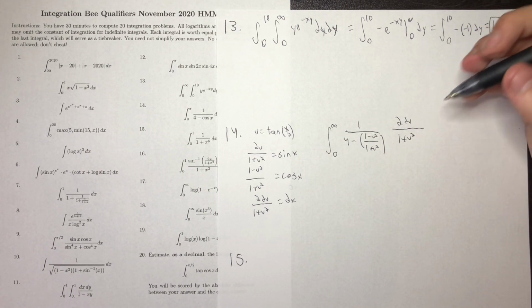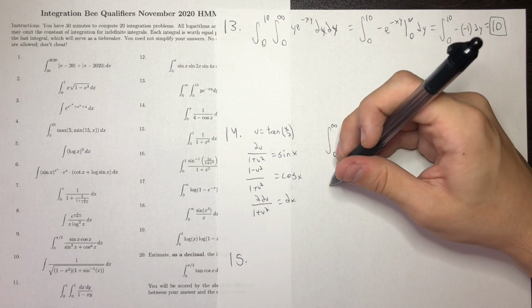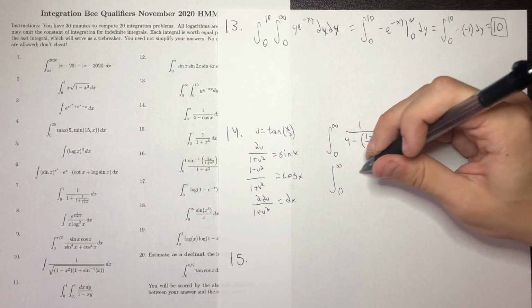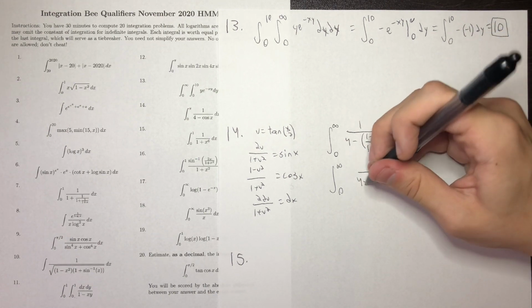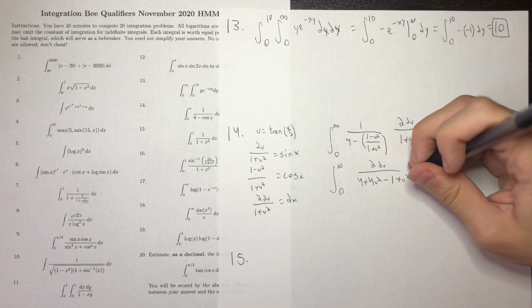Now this is really nice because when we multiply this 1 plus u squared out, it's actually going to cancel over here. So we're going to have the integral from 0 to infinity of 2 du over 4 plus 4u squared, distributing the 4, minus 1 plus u squared.